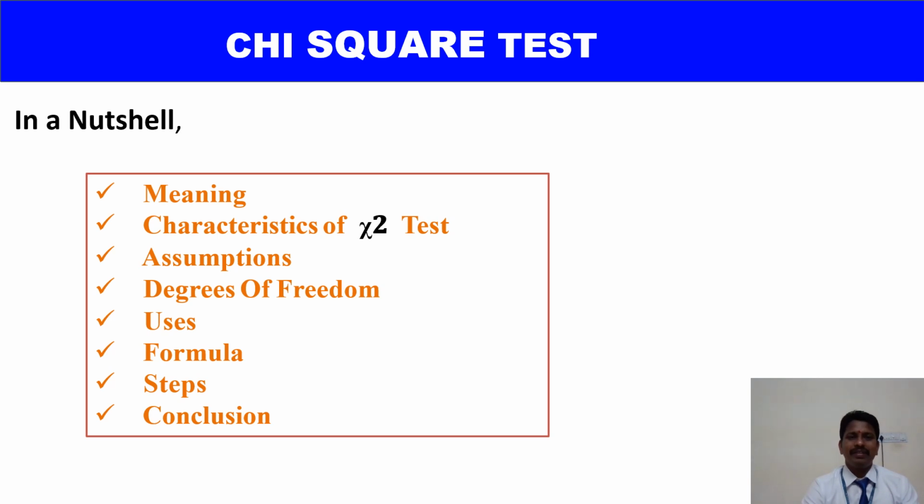In a nutshell, we covered the meaning of chi-square test, characteristics of chi-square test, assumptions, the degrees of freedom, uses, formula, steps, and conclusion.